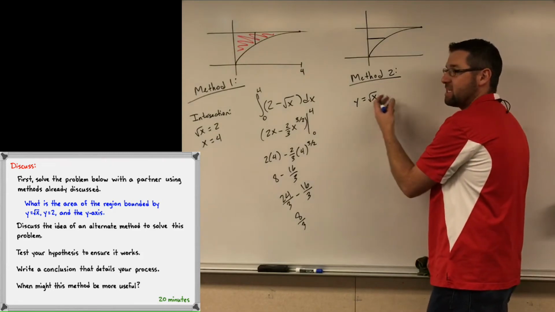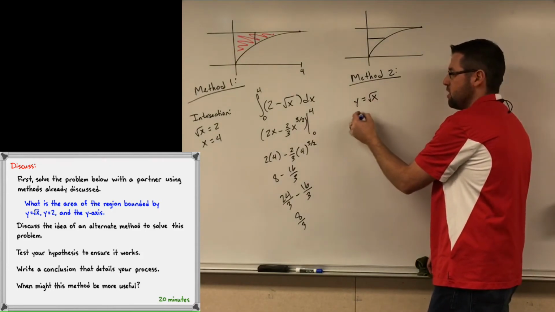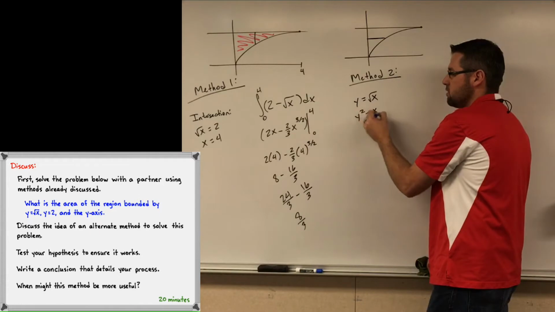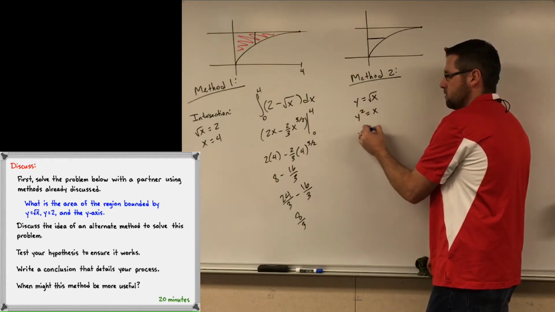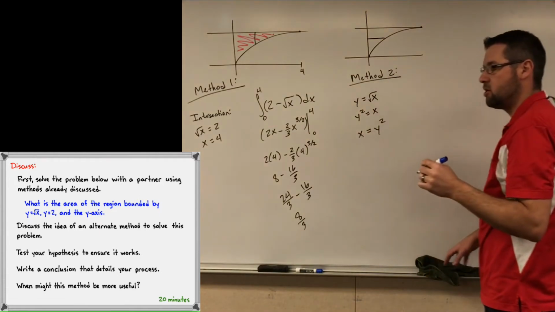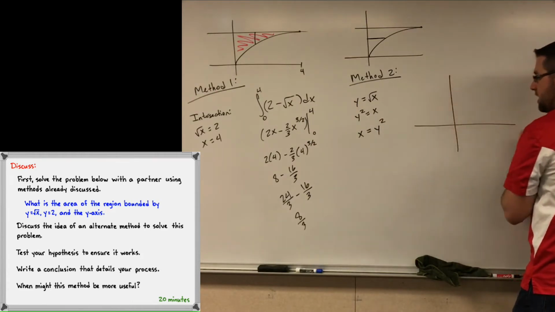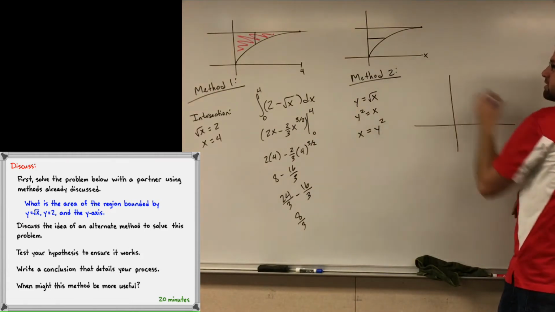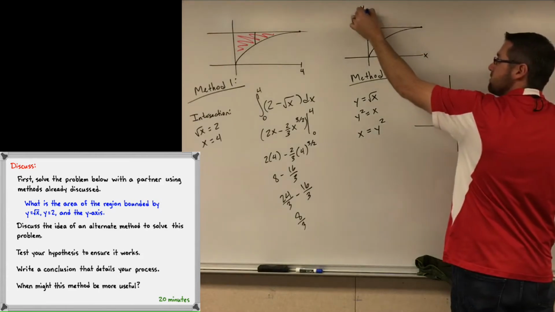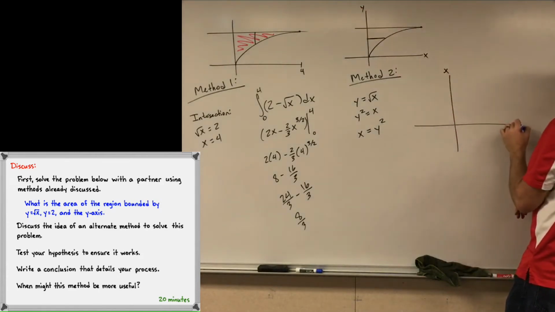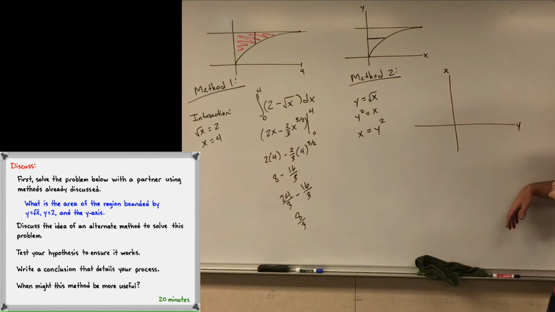So how do I get x by itself essentially? Square it. So you get y squared equals x. So actually x equals y squared. So what I'm going to do, I'm going to turn everything on its head. Normally this is the x-axis, right? This is the y-axis. I'm going to make this the x-axis and this the y-axis.